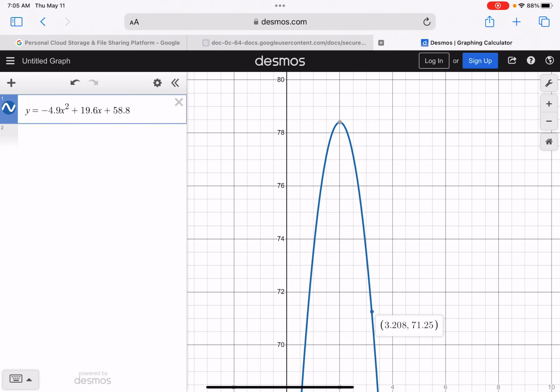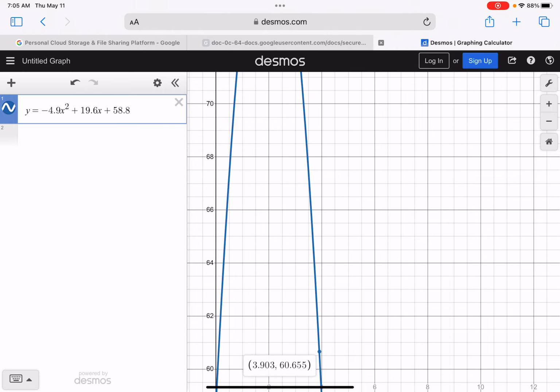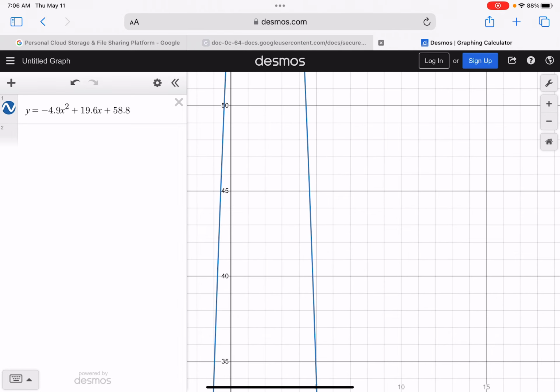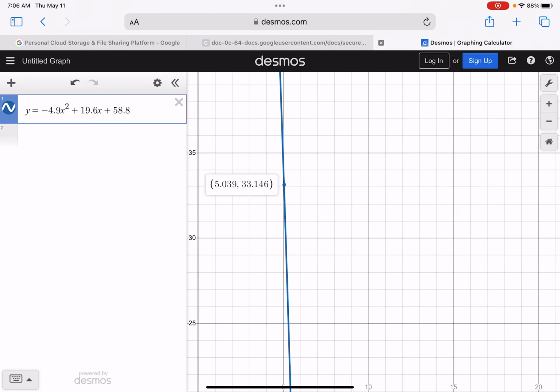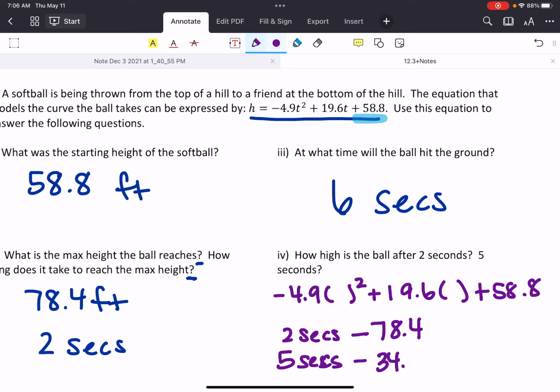Well, this time I'm going to do this. Click on it. Let's see. 3, 4. I'm getting close. Oh, wait, not quite there. And, oh, look, so close, so close. 5 seconds is 34.3. And we're going to call it feet because that's what we've done before.